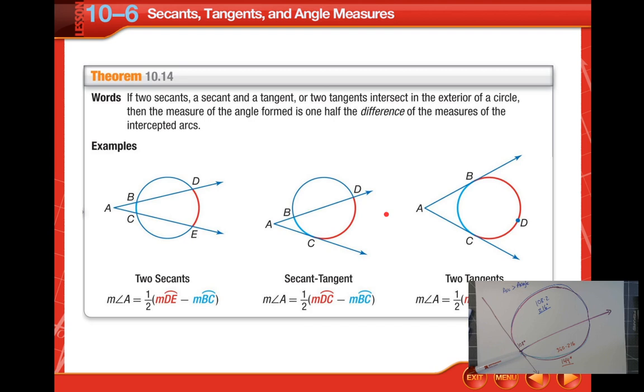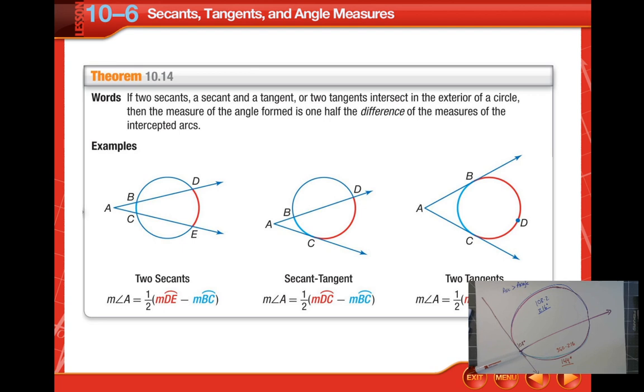All right, I would pause the video right here, copy this down. What we are talking about now are two, we'll call them rays, coming through or on top of a circle and the relationship between them. It's a little similar to what we did before, where we took the average of two on the inside, but now what we're going to do is subtract them and cut that number in half. So if two secants, a secant and a tangent, or two tangents intersect in the exterior of a circle, then the measure of the angle formed is 1/2 of the difference between the measures of the intercepted arcs.